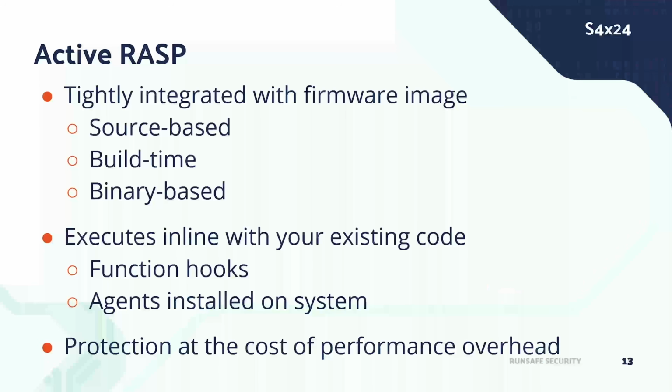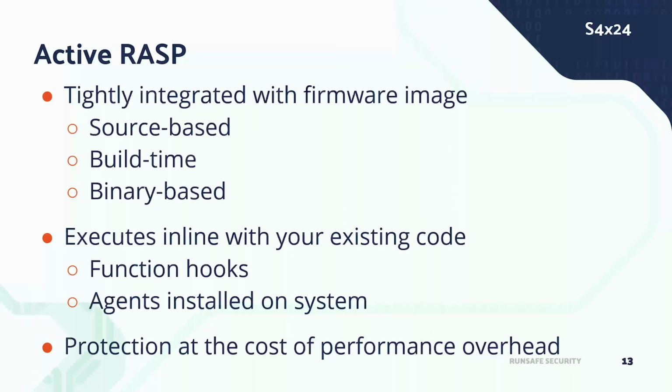And then we've got active RASP. So active RASP, the distinction I'm going to make here is that it's built into the firmware image, but it's taking an active role in the security of the device. So you can integrate it at source time, at build time. There's binary-based RASP solutions that just take a post-build object and can integrate the RASP there. But what's interesting about the active side is that it's executing in line with your image. So that might be function hooks, it might be agents installed on the system, really just depends on the architecture of that solution. And you can do a lot of really cool things with active RASP.